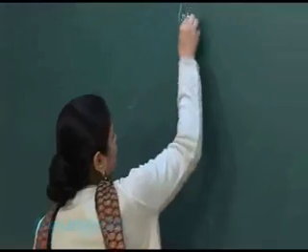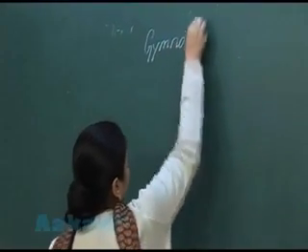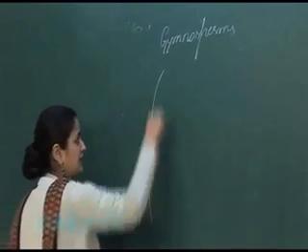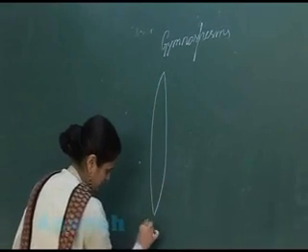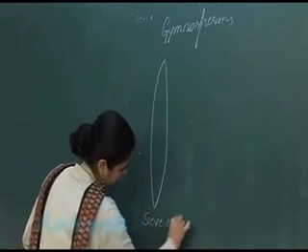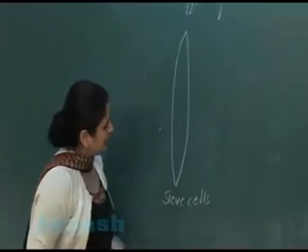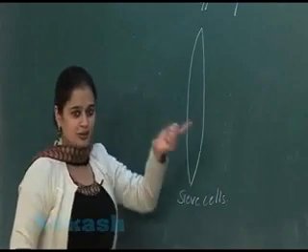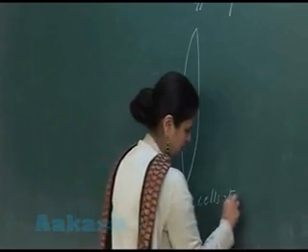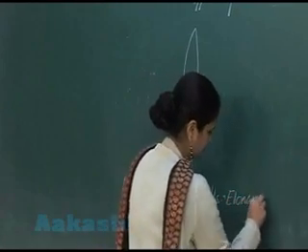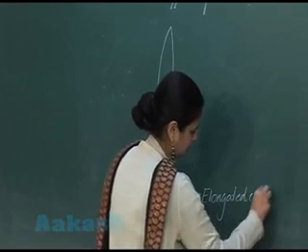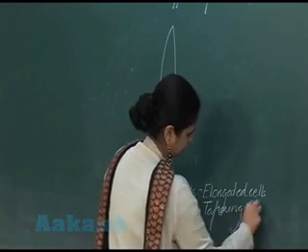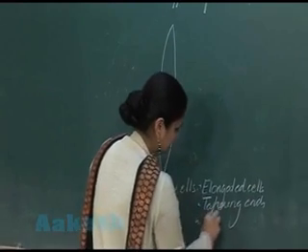In the gymnosperms, there is presence of sieve cells. These are sieve cells. So you can see elongated with the tapering ends, going to have thin wall. So no sieve tube, elongated cells with tapering ends, thin cell wall.